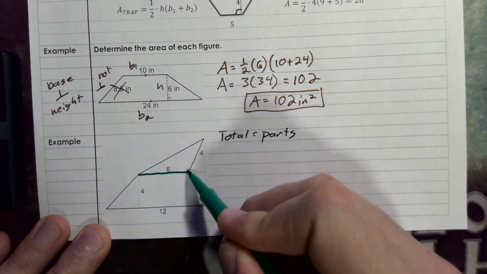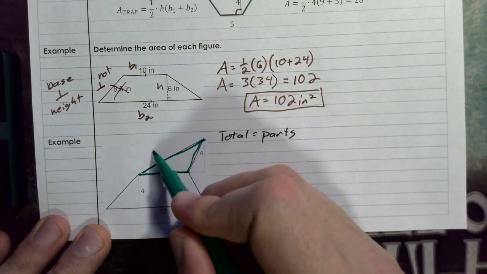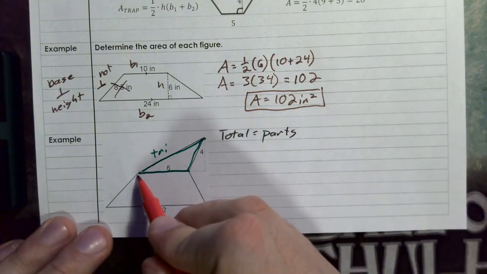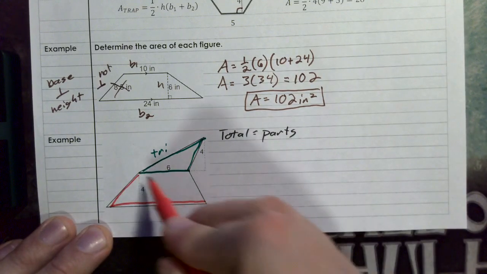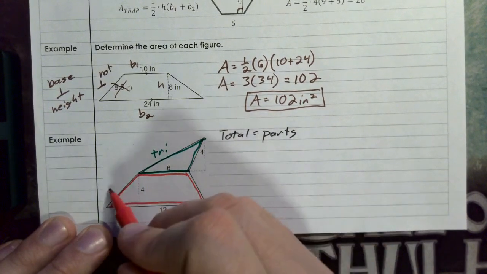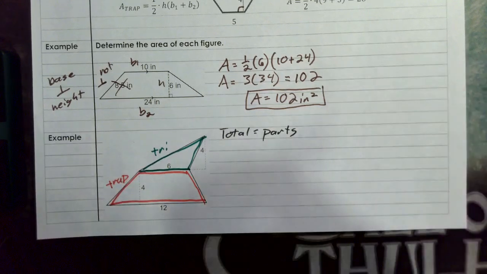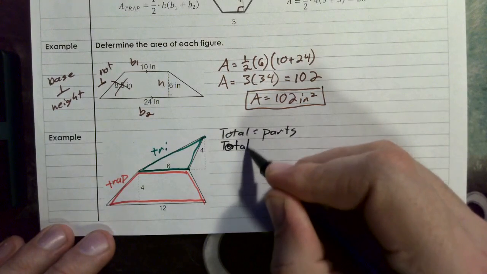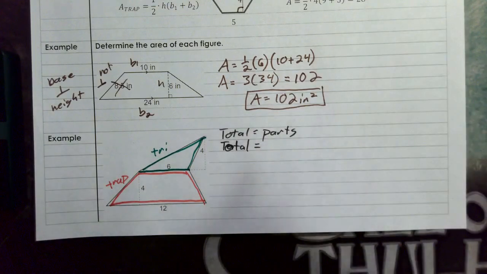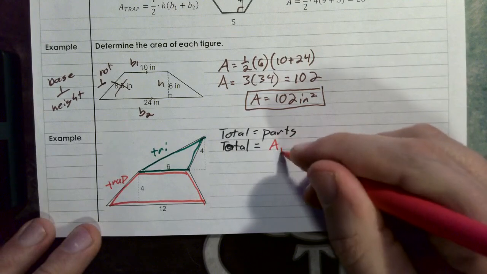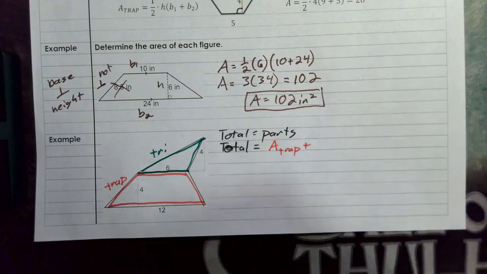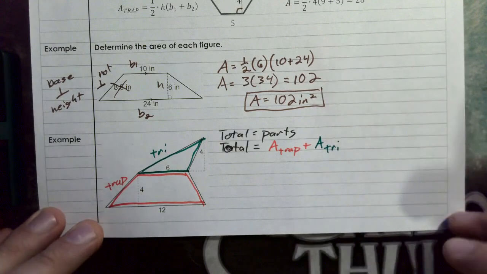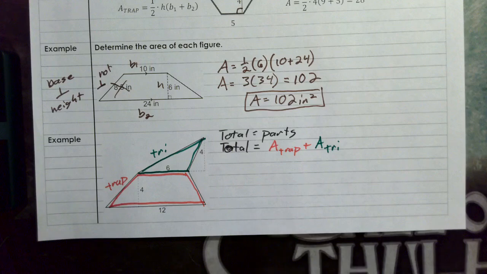First, we've got a triangle on the top. So we got a nice triangle. And then on the bottom, we got a trapezoid, which we were just talking about. So this total area has got to equal the area of the trapezoid plus the area of the triangle. So area trap plus the area of our triangle. All right. So we just got to figure those out one by one.